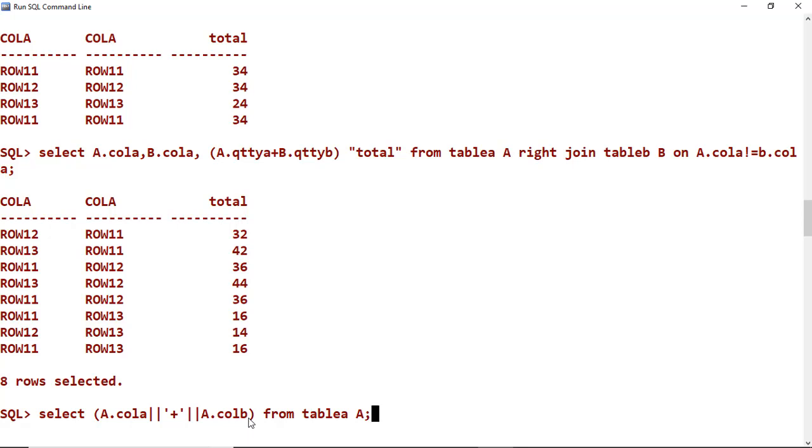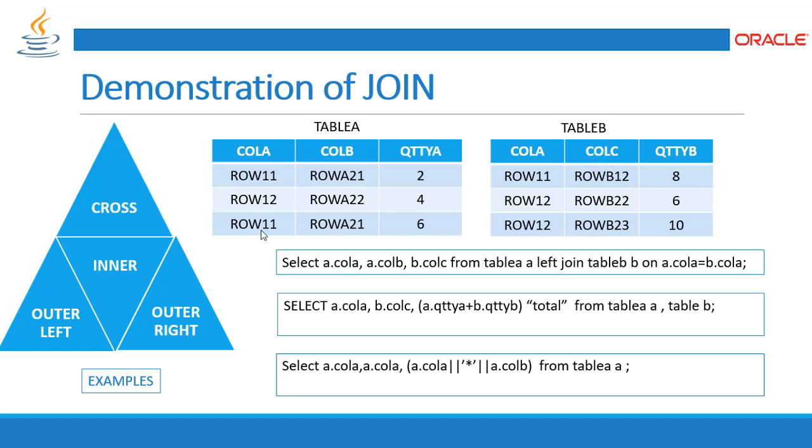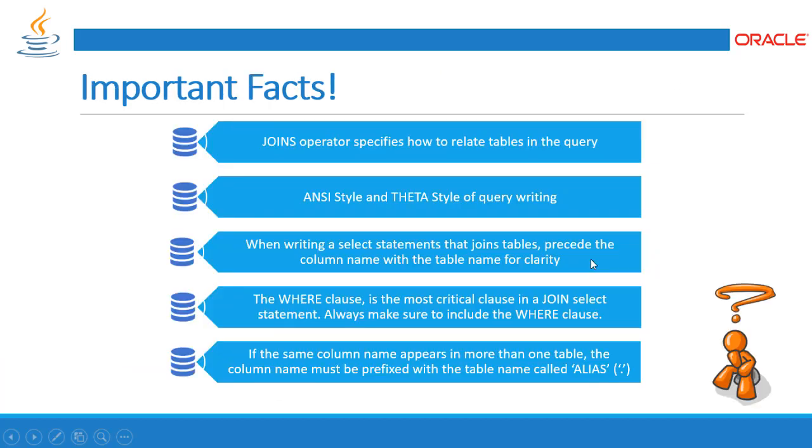So let's get back to the demonstration and understand the example. So far we have learned about inner join, cross join, outer right and outer left join types of demonstration, and understand the example, like how we combine them in an efficient way to work with the database. So let's get back to some important facts about joins.